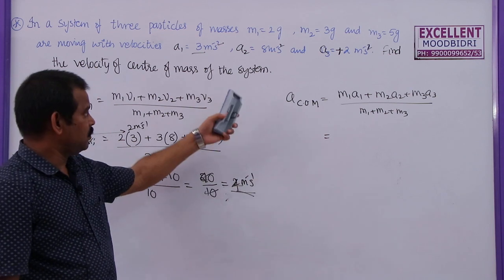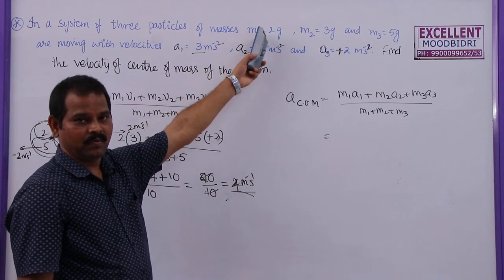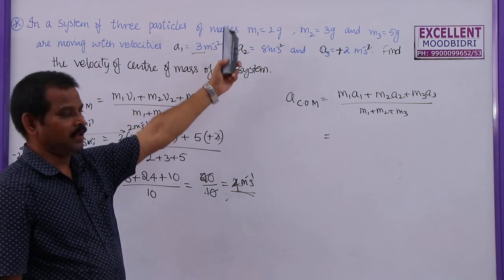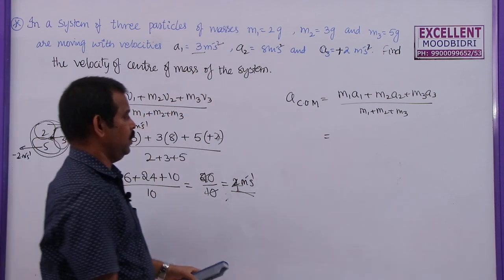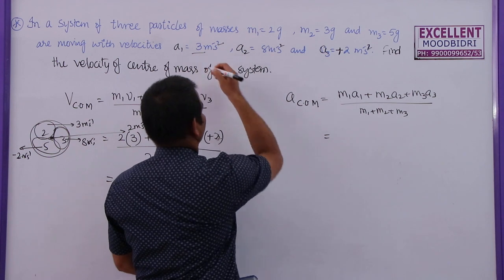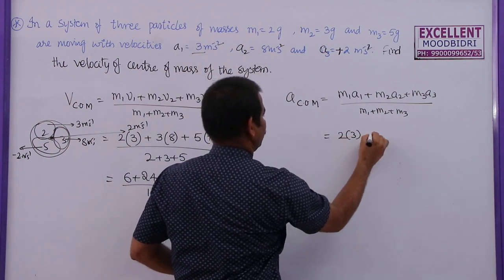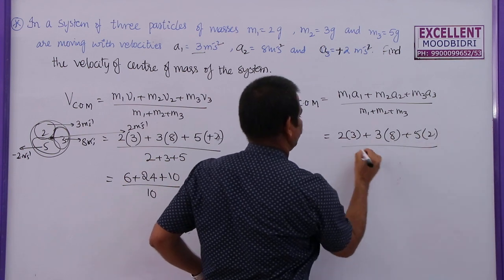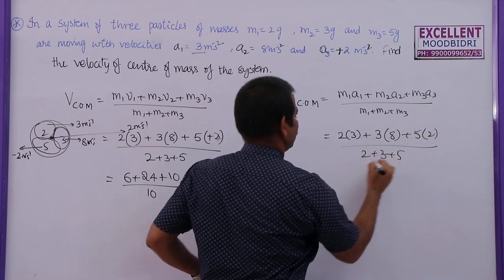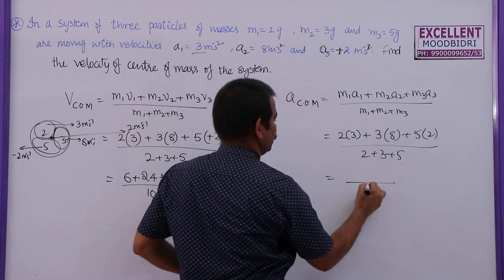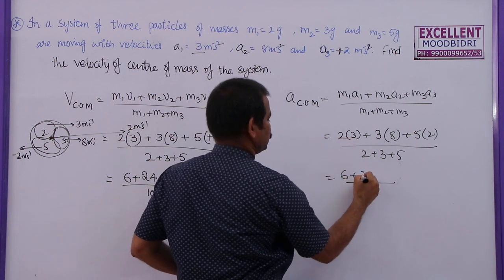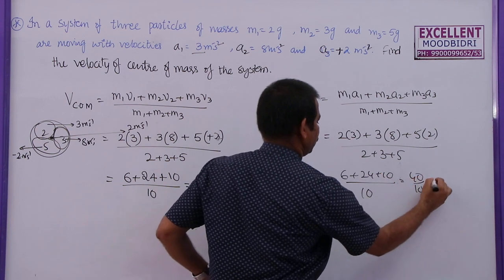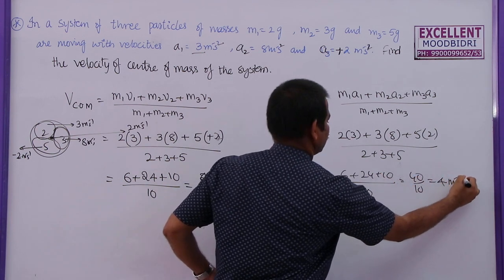So it is also similar to the previous one. I am not going to convert these grams into kgs. Why? Because in the numerator we have grams and the denominator will have grams only. Now I am going to multiply this: 2 into 3, 3 into 8, 5 into 2, divided by 2 plus 3 plus 5, which is 10. This is 6 plus 24 plus 10, which is 40, divided by 10, which is equal to 4 meter per second square.